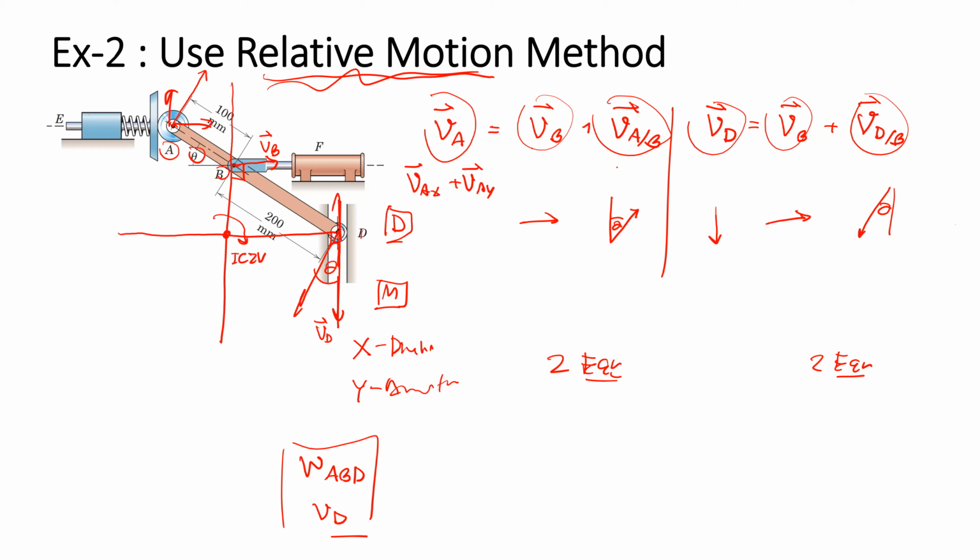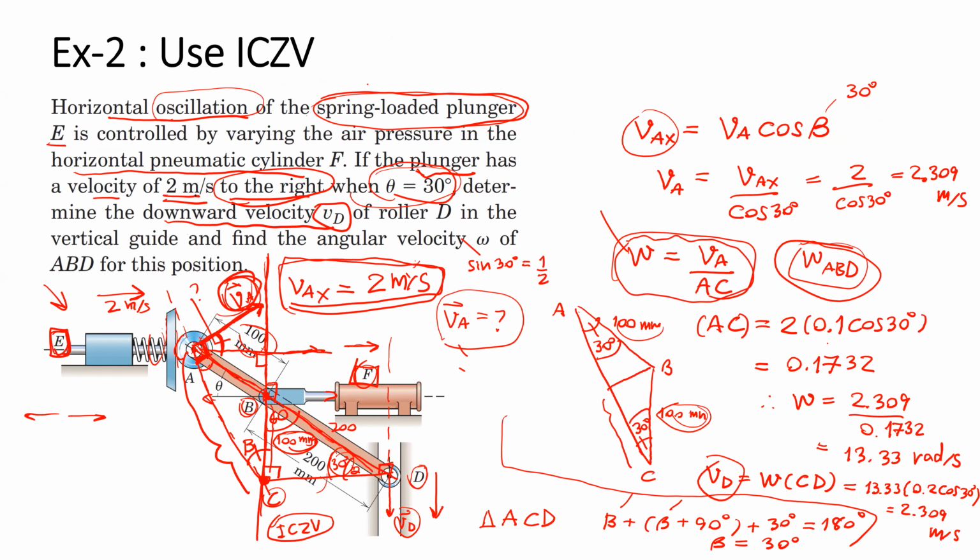Because when we obtain the ICZV, we draw the velocity of point D, velocity of point B. The point B and D are on the link ABD. So the omega that we have will be the omega of the link ABD, and we can obtain what the problem wants. They want to know the velocity vector of point A.